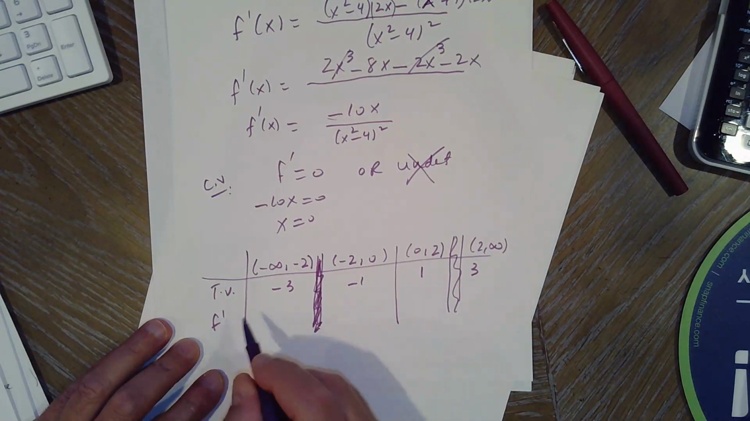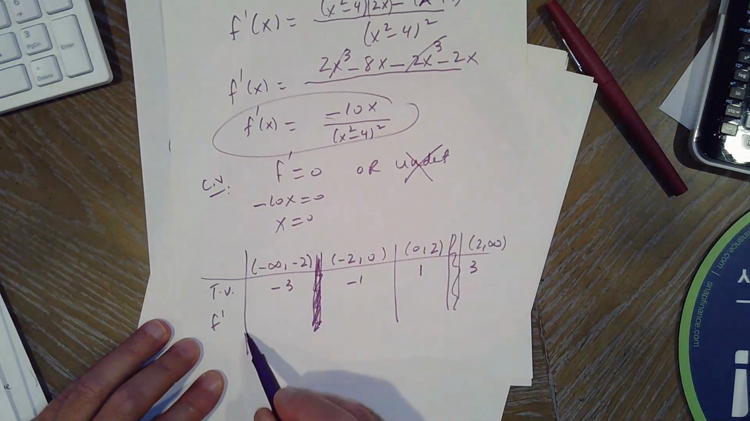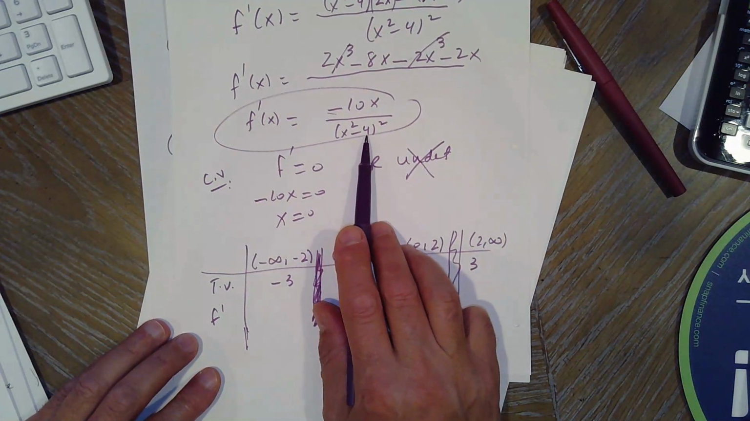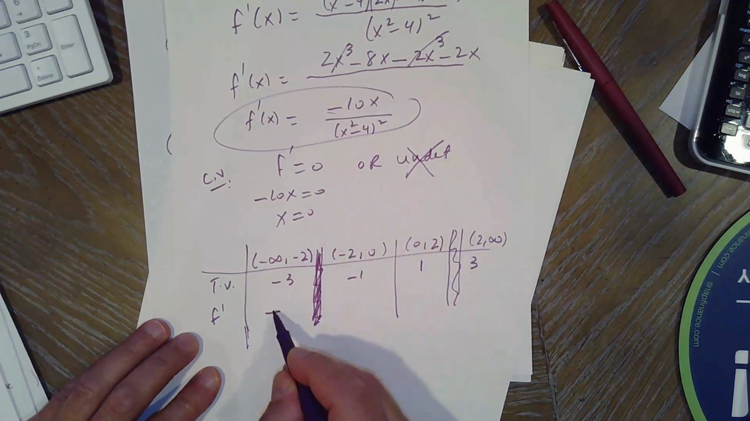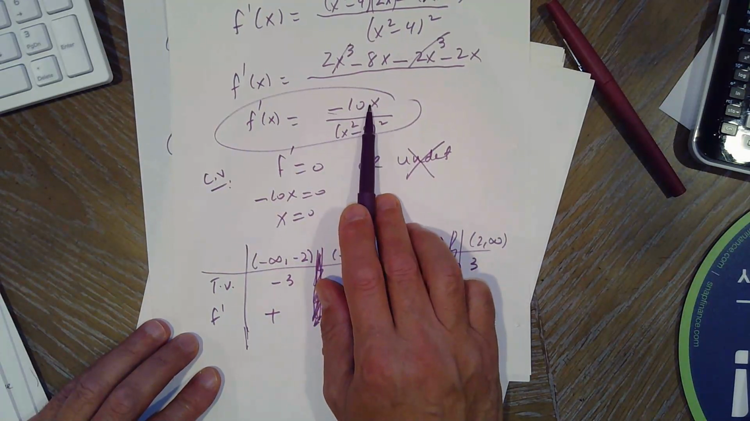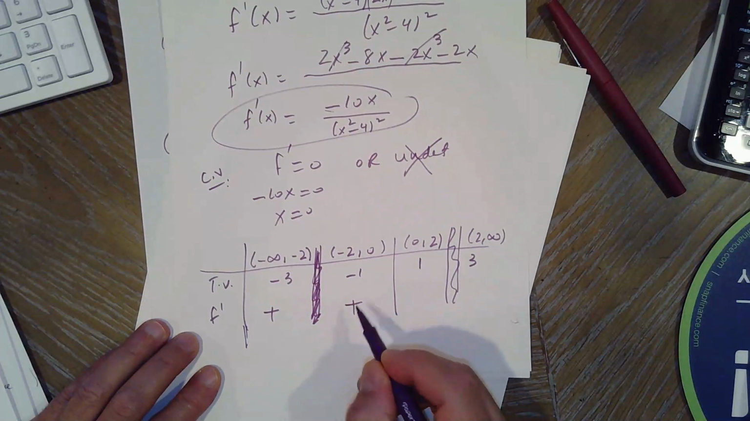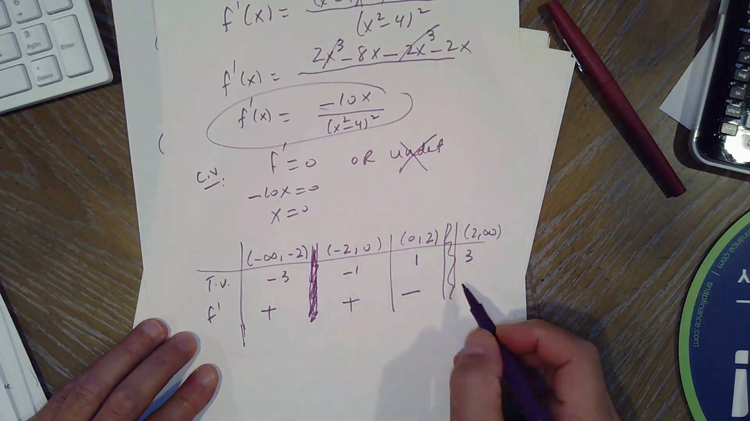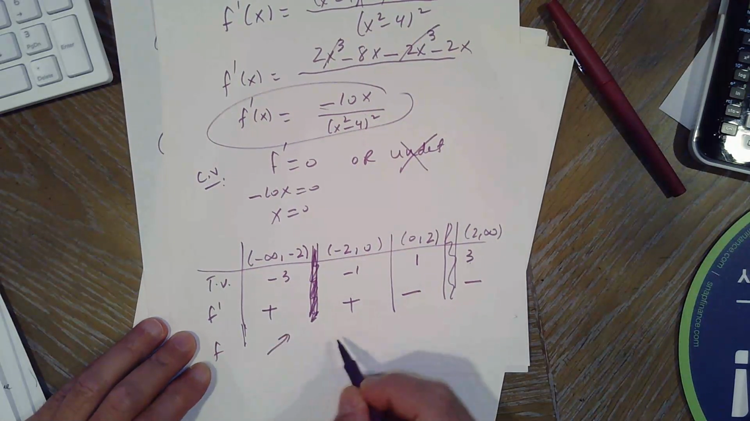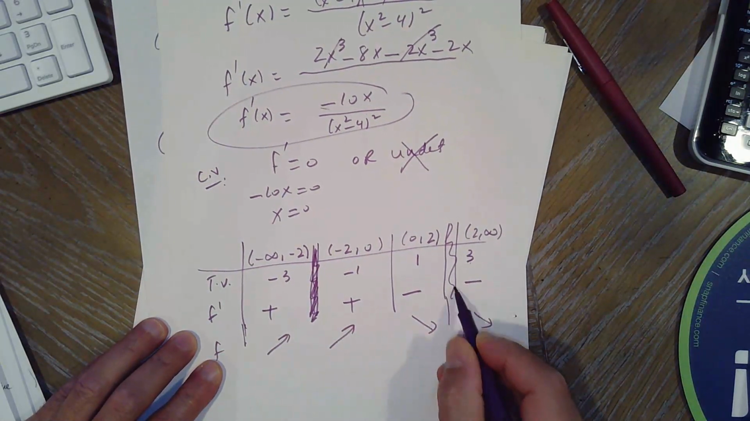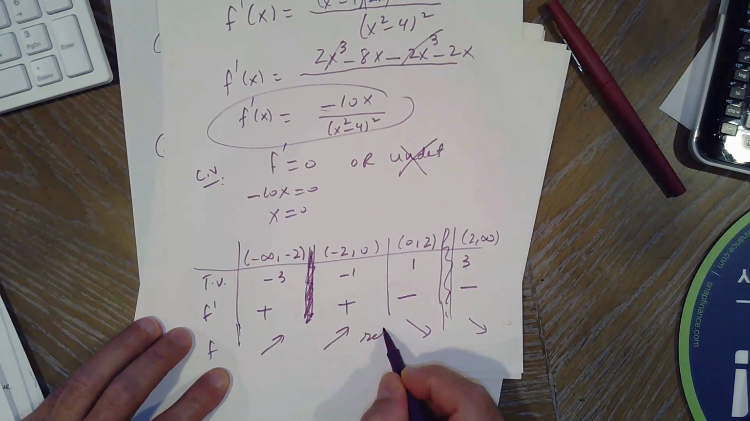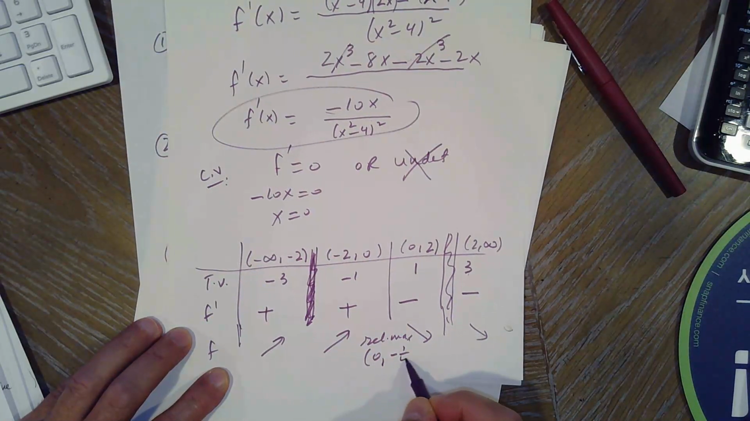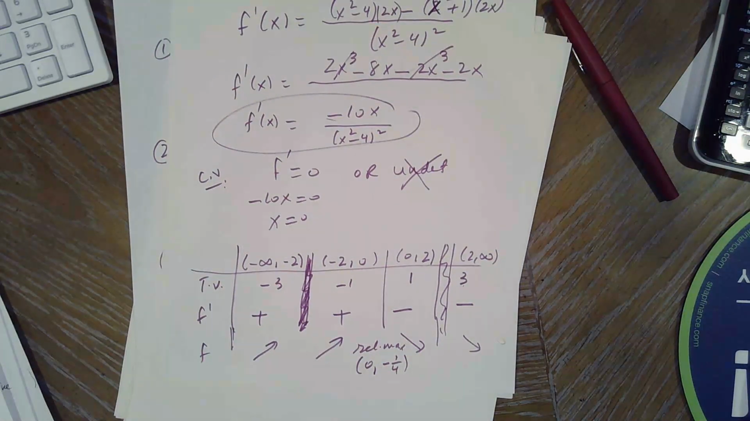We plug it into the first derivative equation. All we care about is the sign. So if we put negative 3, that's positive. We have positive, so it's positive. You have negative over positive, and then negative over positive is negative. F is increasing, decreasing, decreasing. So there's a relative max at 0. If you plug it in, that's the point of y-intercept, by the way.